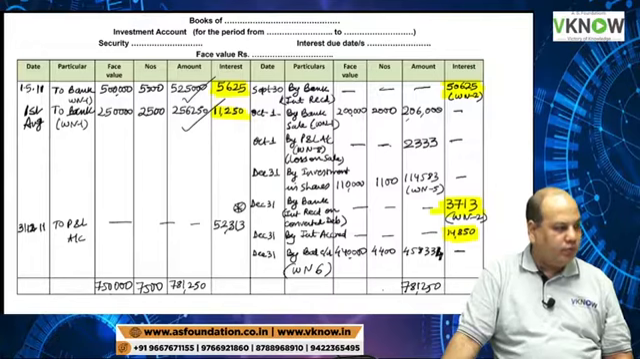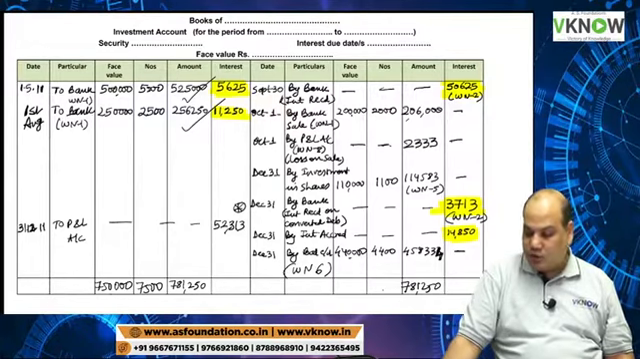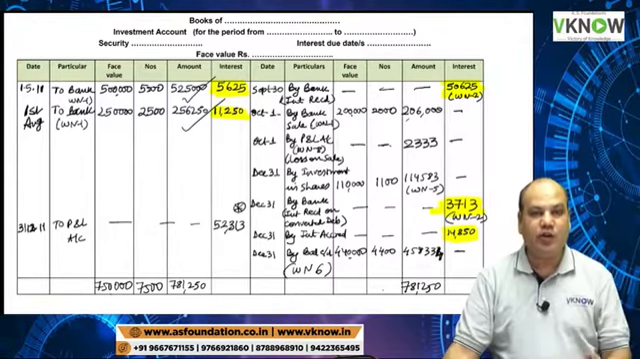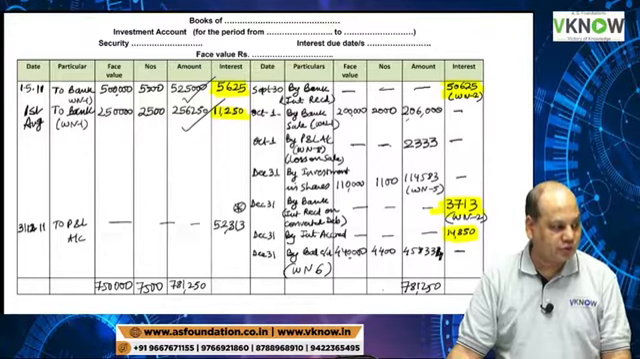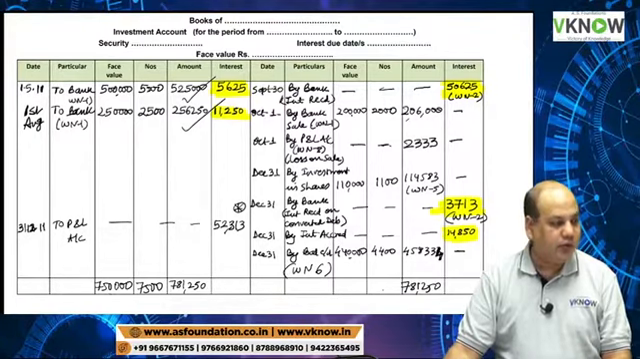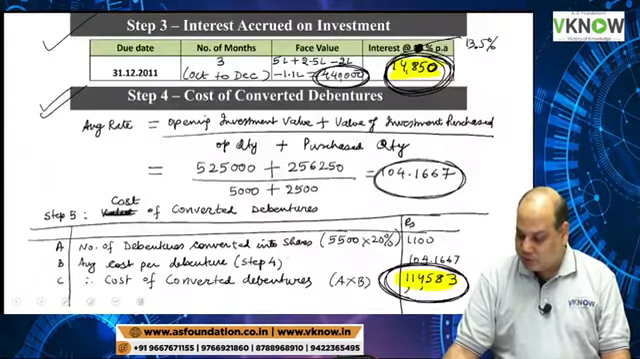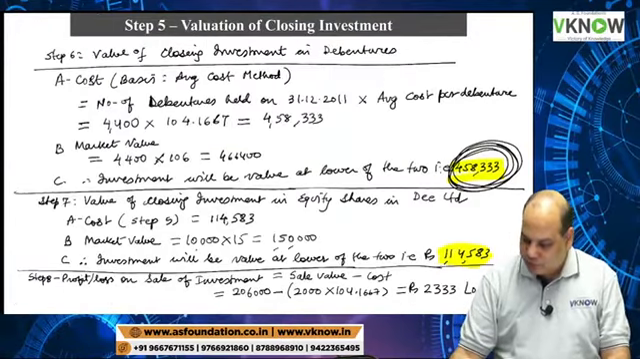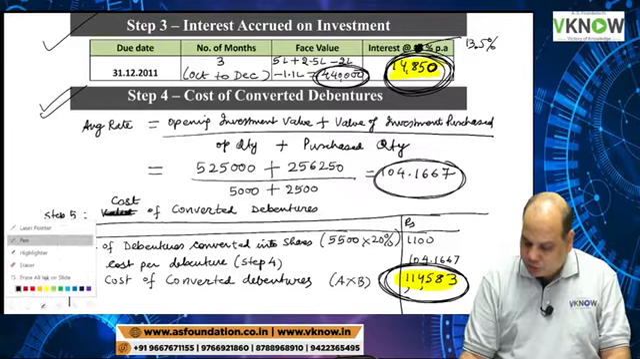458,334 is the closing stock. Now we'll do one more thing. This investment in debenture is over. We will prepare one investment in equity share account also. So write down one small account you prepare.